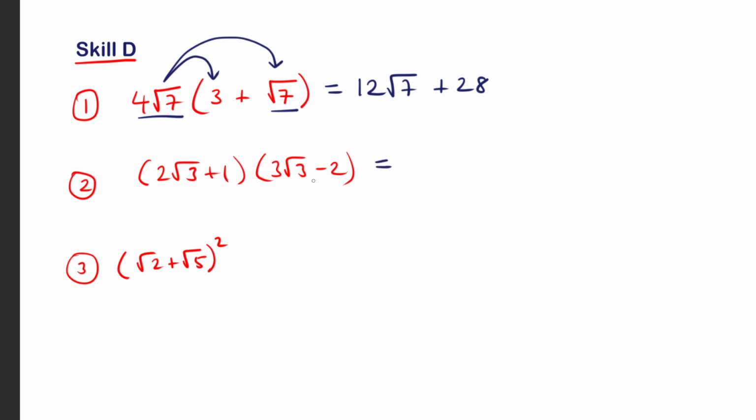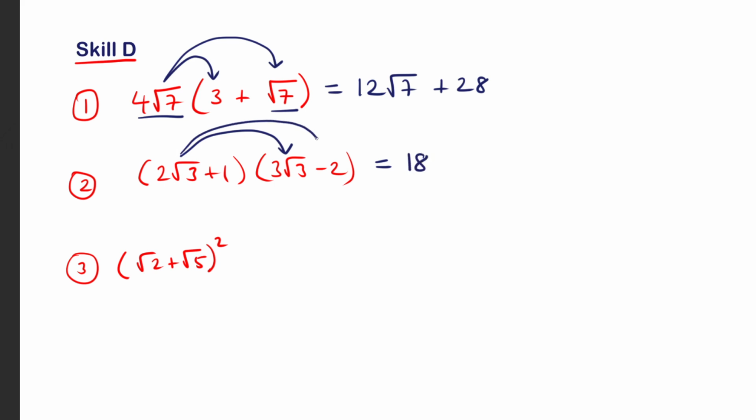Now, in these types of situations, you have two brackets. So we have to do this times this first. So 2 times 3 is 6. And root 3 times root 3 is 3. So you've got 6 times 3, that's 18.